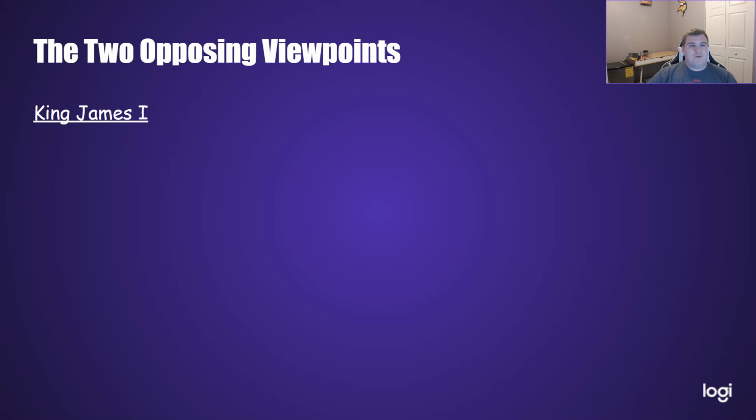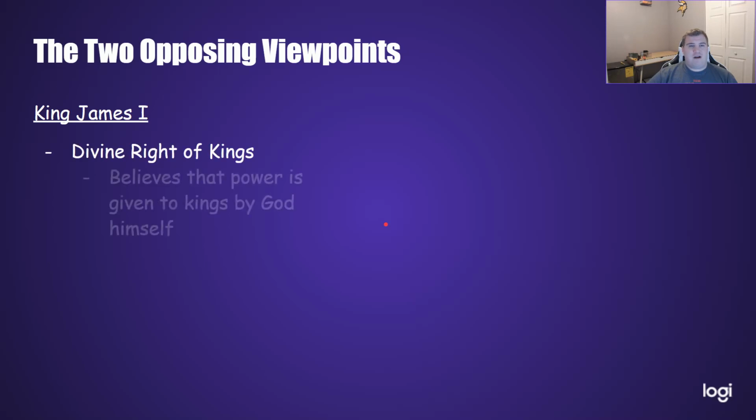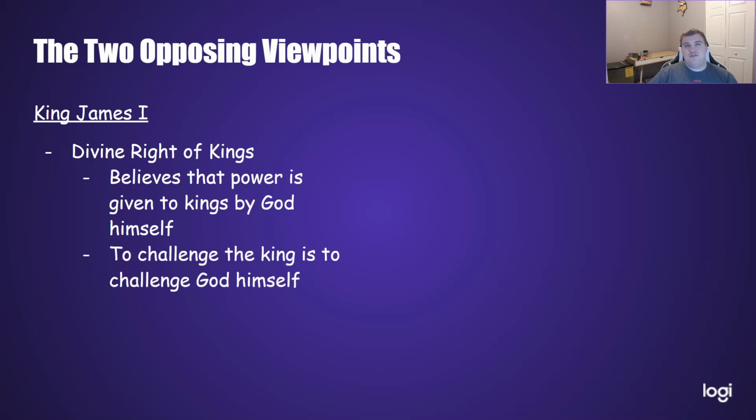The first one that we're going to see is by King James I. Now, when it comes to King James I, he talks about the divine right of kings. Basically, that means that the power the king has is actually given to him by God himself, and to challenge the king is to challenge God. And if you are a religious Christian in Europe at this time, guess what? This is not what you want to do. You don't want to take on God by challenging the person that he put into power.